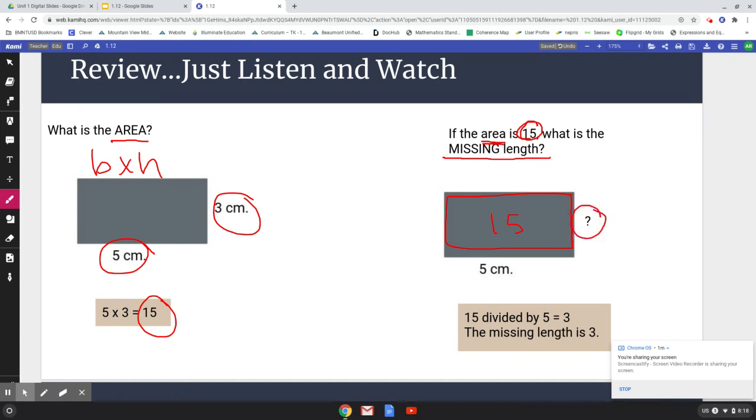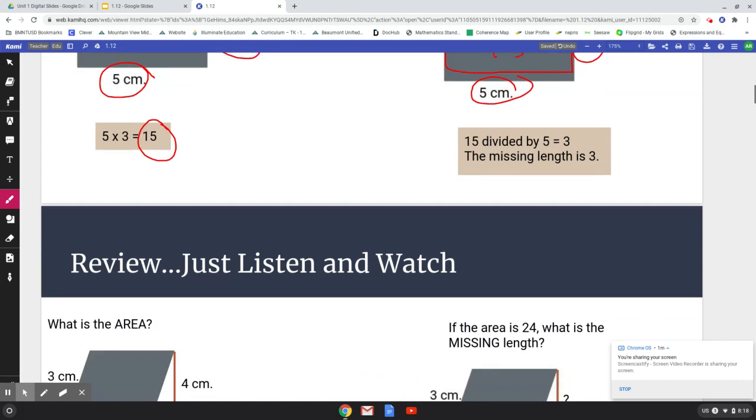And most of you know that to find that, you would divide the 15 by the length that they gave you, which is 5. So 15 divided by 5 is 3. So that missing length on that side would be 3. So that's kind of where this whole missing length situation comes from.